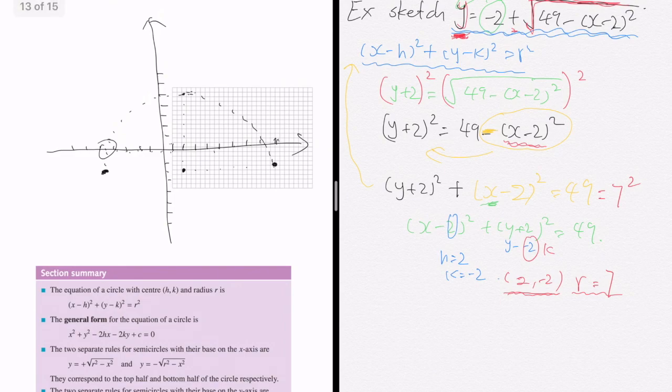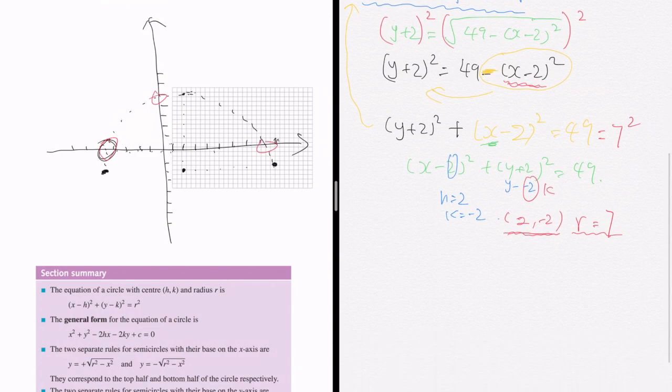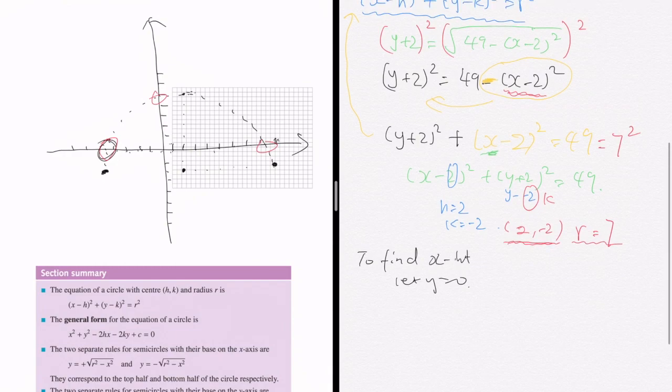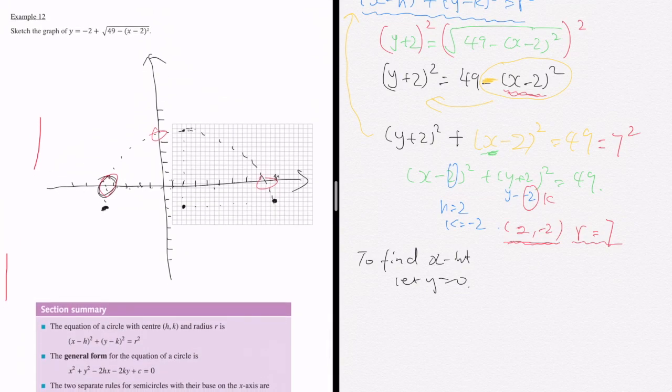Okay, so now I will have x-intercept and y-intercept. So now your next step is to calculate the x-intercept and the y-intercept. Now we know to find x-intercept, let y equal to 0. Okay, so if you look at example 12, I know that y equal to 0.